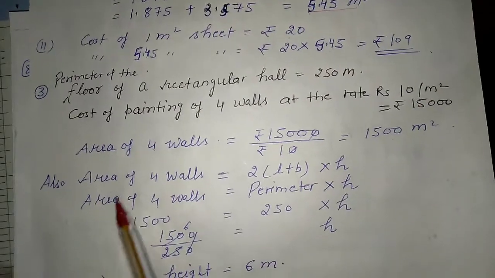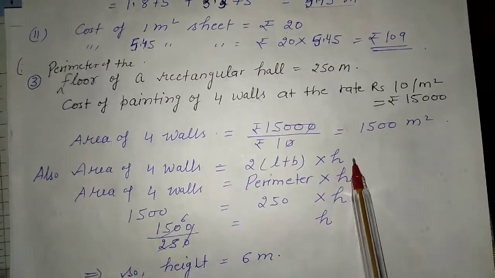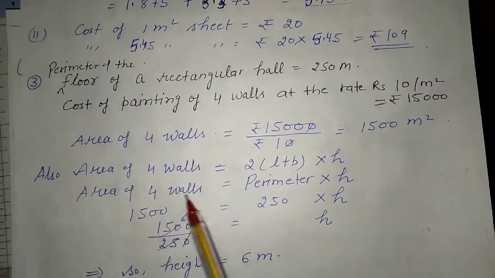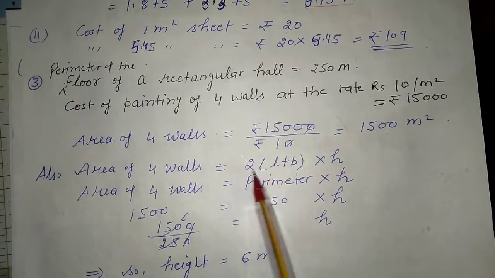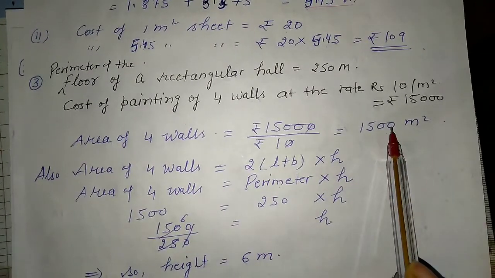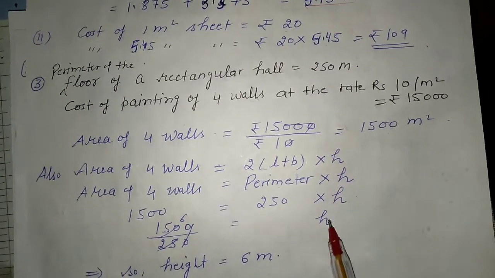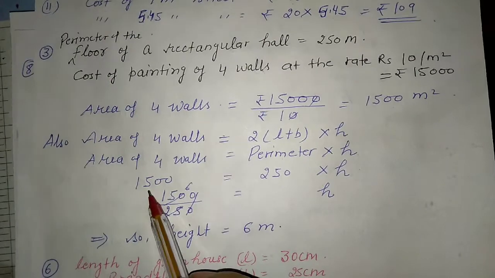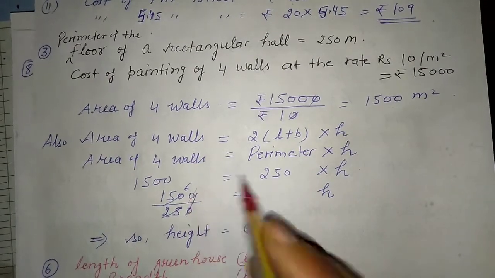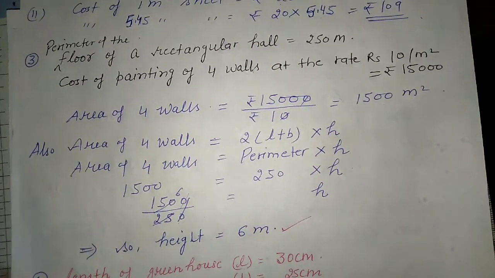Now we know the formula. Area of 4 walls is equals to twice of L plus B into H. Twice of L plus B, that is the perimeter. So area of 4 walls is equals, this we can write as here perimeter into H. Area of 4 walls is, we have found here 1500. Perimeter is given 250 into H. So H can be found here 1500 upon 250. So this can be cut and 25 6. So we have the height is 6 meter.